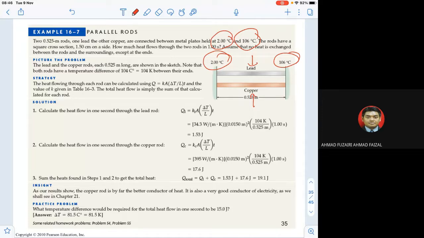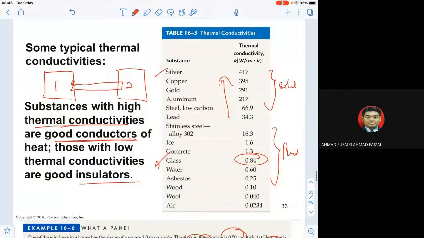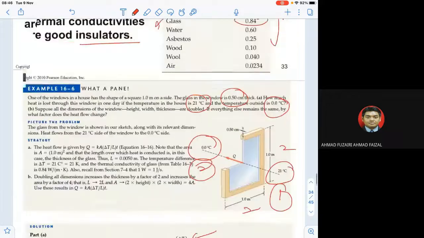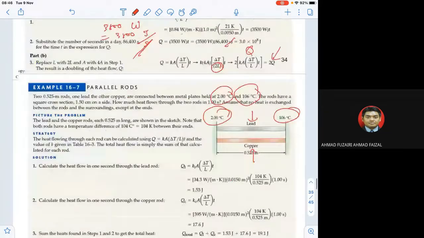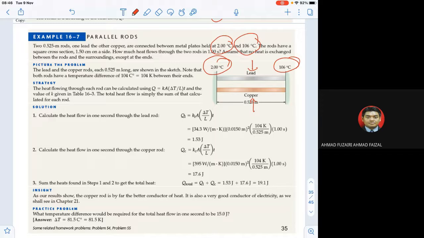So Q equals k A delta T over L times t. Referring to this table, 34.3 for the lead. You times with 0.015 meters squared because it's a square, so you multiply it with its own. It's 104 Kelvin, because 106 minus 2 gives 104. And 0.525 meters, the length, times 1 second. So you will get 1.53 joule.